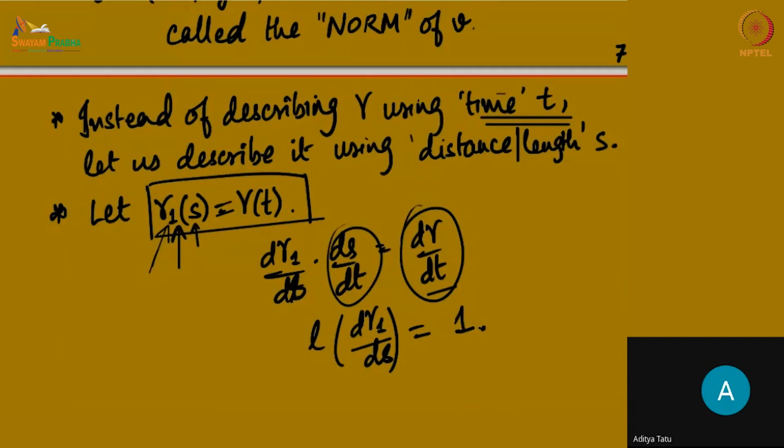And that's exactly what we want. We want that you should describe the curve using a moving particle such that the speed of the moving particle is always 1. And the simplest way to do it is to describe the particle with respect to the distance it has traveled.